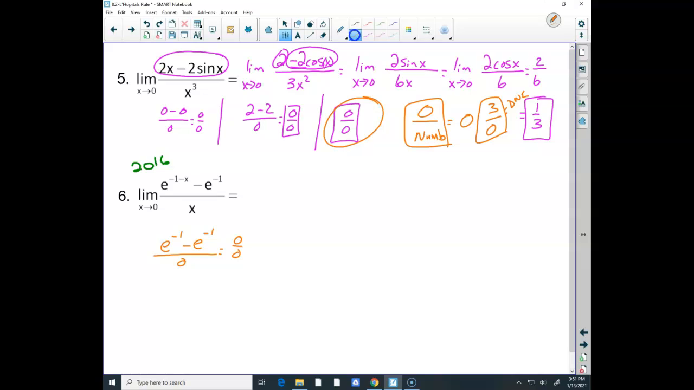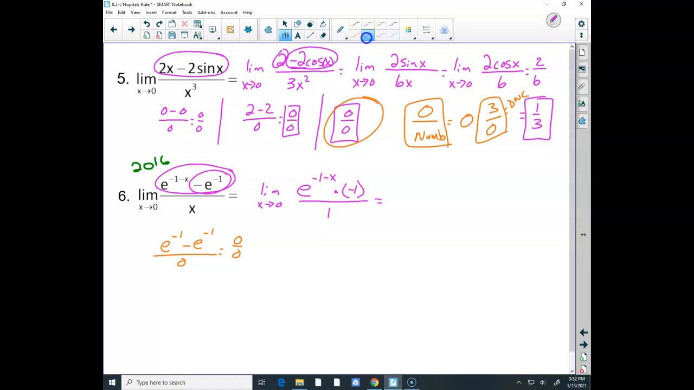L'Hopital's rule applies. So I'm going to say limit as x goes to 0. I'm going to take the derivative of the top. That's going to be e to the negative 1 minus x times the derivative of that exponent, which is negative 1, minus e to the negative 1. Please don't freak out. That's a constant. It's gone, divided by 1. And now I'm going to evaluate. I have no function at the bottom, so I know it's going to work.